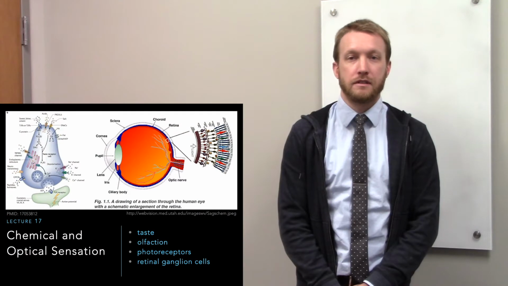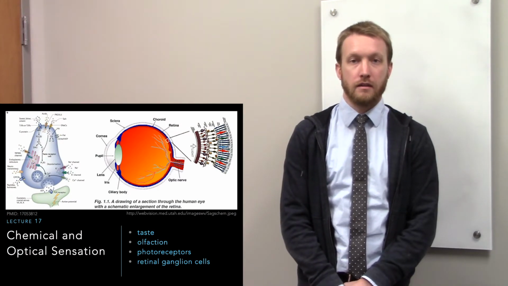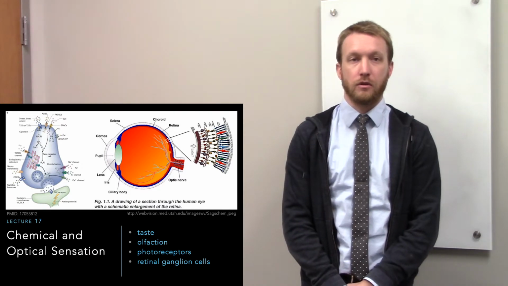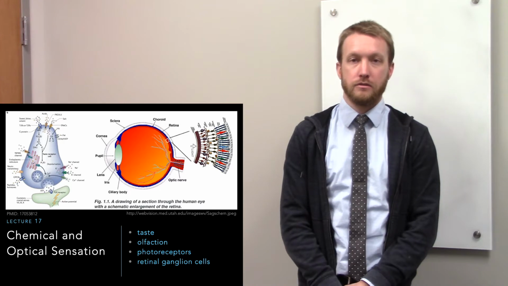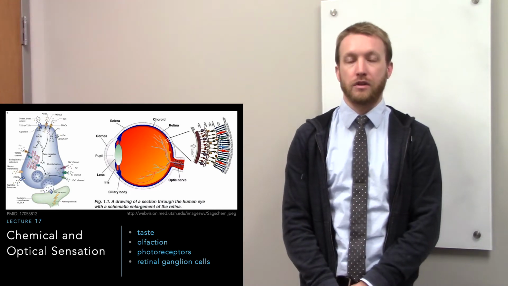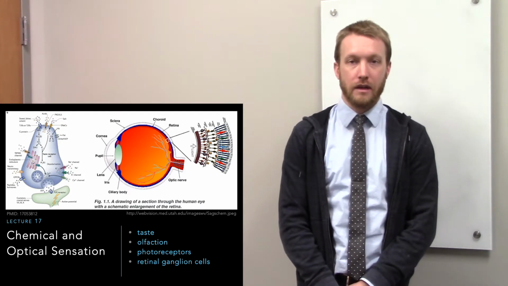In this lecture, we turn our attention toward the special senses that are going to detect light and chemical information from the world. Chemical sensation is going to be through the mouth and the nose, so it'll be taste and olfaction. These are going to work together to create flavor. Optical sensation is going to take place in the retina.